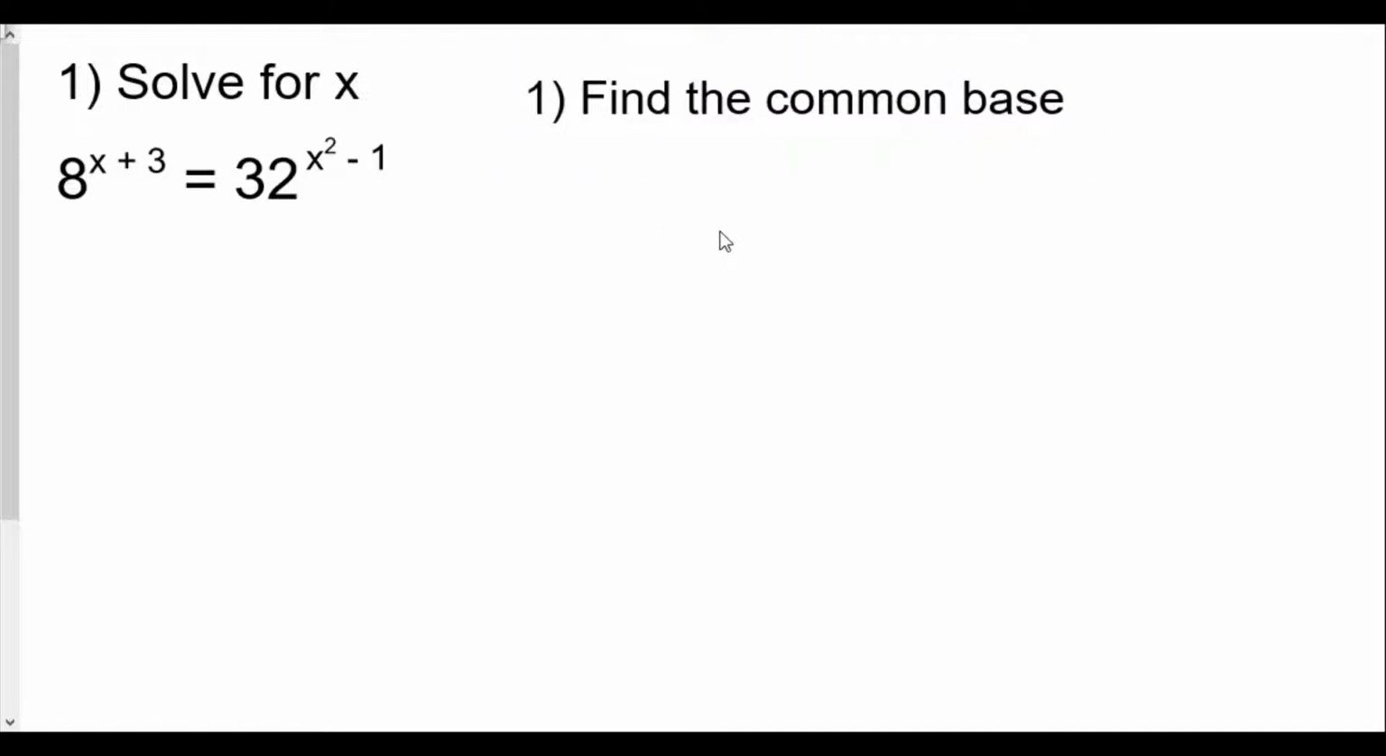Now, common base meaning usually we'll change the number 8 and 32 into a smaller base, raised to a certain power. And so in this case, we are going to determine that for both 8 and 32, our common base is 2. So 8 is equal to 2 raised to the third power, because 2 times 2 times 2 is 8. And 32 is equal to 2 to the fifth power.